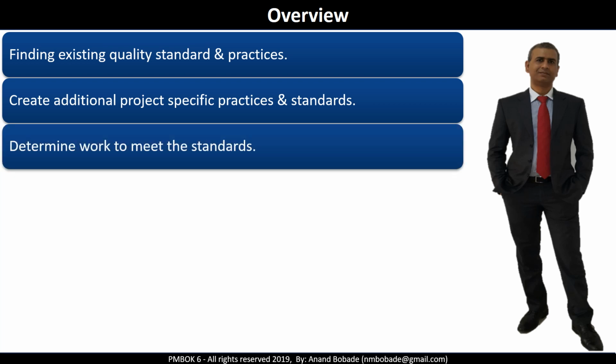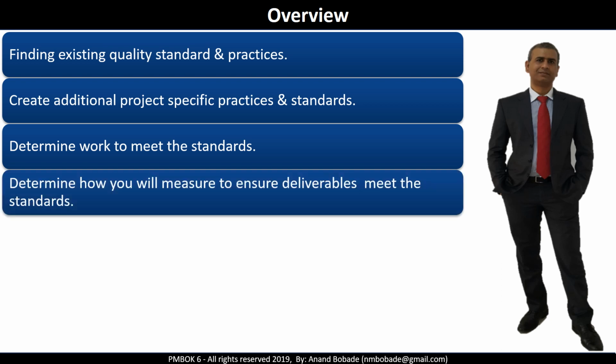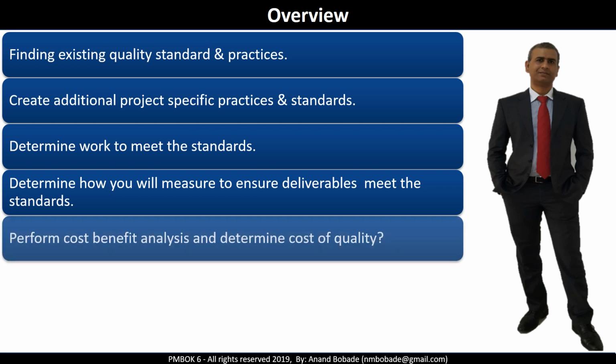Determine work to meet the standard. On some projects, you may use third-party quality audit teams to ensure quality of work. Also, determine how you will measure, what the measurement criteria are to ensure deliverables meet the agreed standard. The project manager may perform cost-benefit analysis and determine the cost of quality. There has to be a balance. If the cost of quality is too high, the product may not give the required ROI.